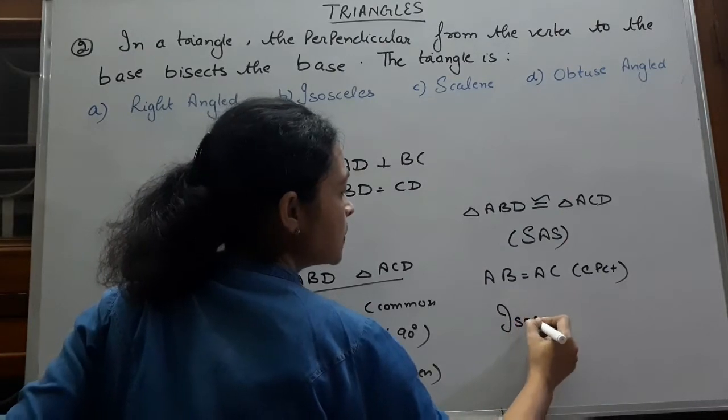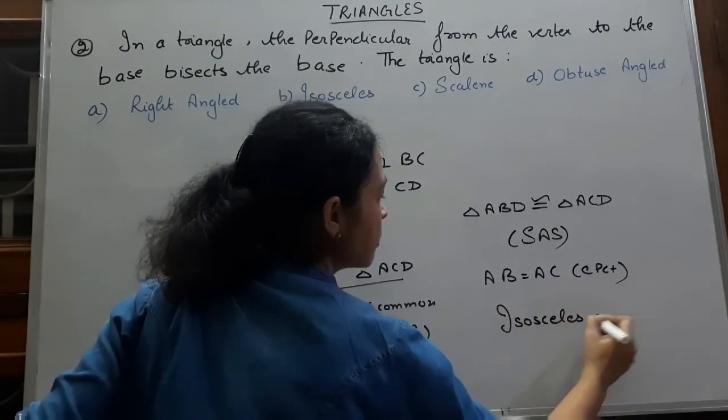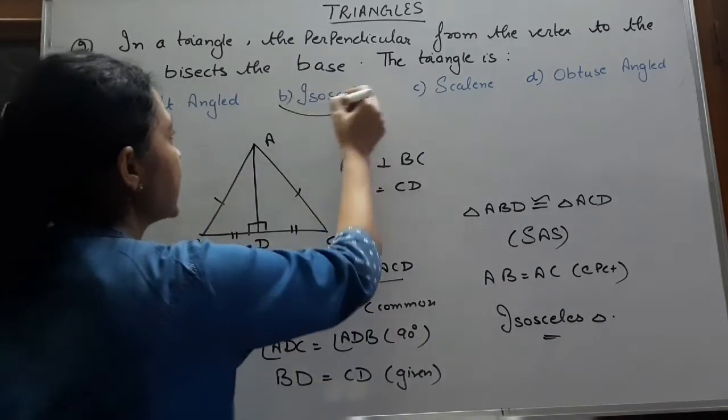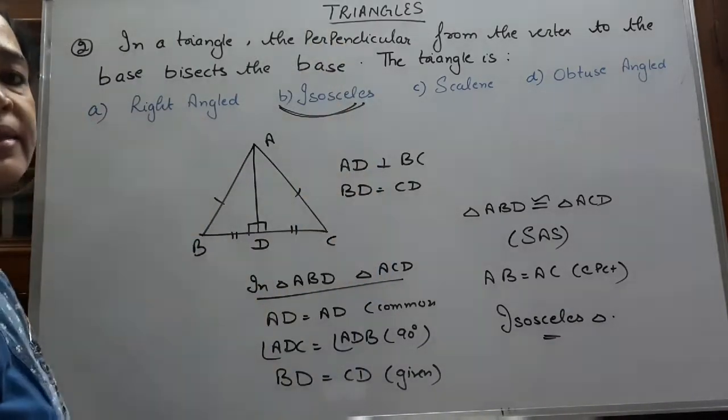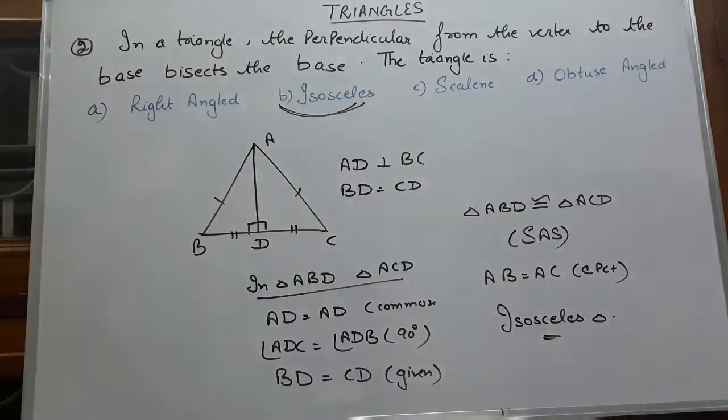So, our option, which option is correct? Option B is our correct option. The triangle is an isosceles triangle.